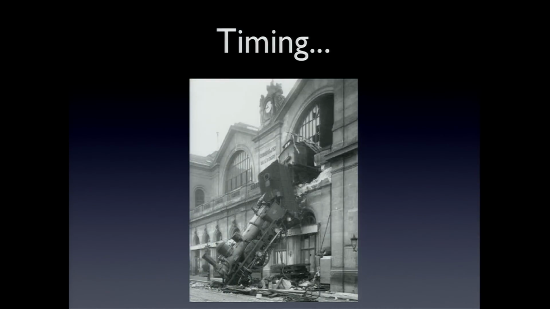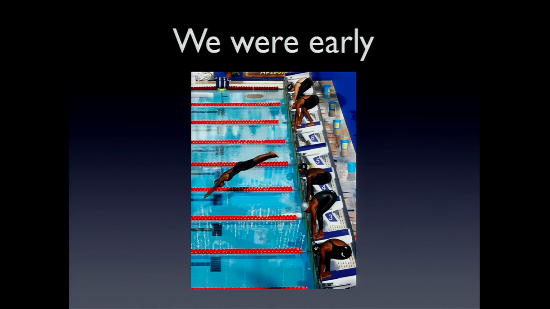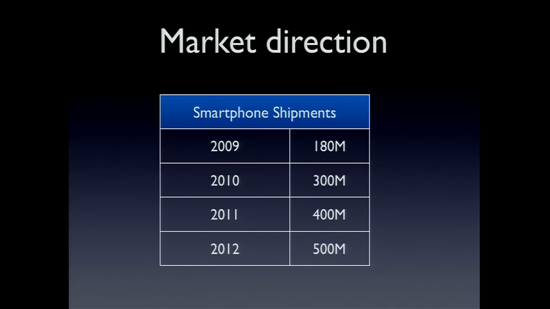So let's talk about market timing. Well, it wasn't quite so good because we were early. We were really early. The proliferation of smartphones and tablets had not yet really hit its peak. I mean, here's smartphone shipments in 2009: 180 million. It's projected to be 500 million by 2012. It's a huge number of devices.